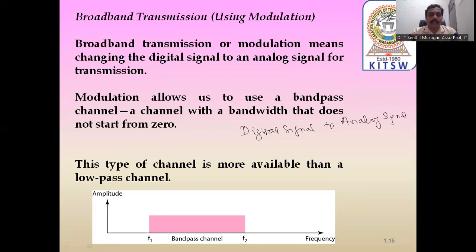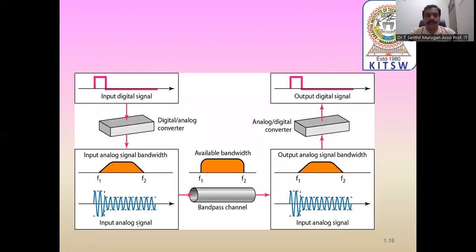So modulation allows us to use a band pass channel, a channel with a bandwidth that does not start from 0. It may be from frequency 1 to frequency 2. Already we know that the bandwidth is the highest frequency minus the lowest frequency in an analog signal, which we discussed. So here it is the same, it is not from 0. It will start from any frequency.